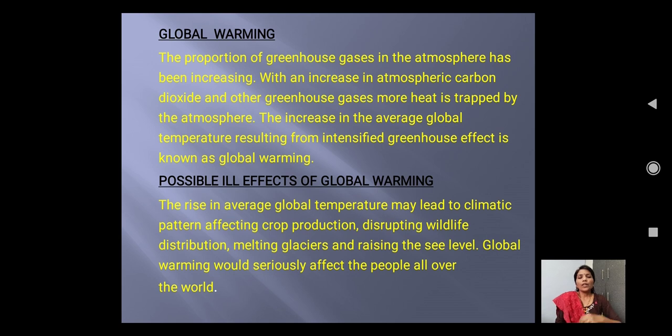The main result of this pollution is global warming. That means the proportion of greenhouse gases in the atmosphere has been increasing, and with the increase in atmospheric carbon dioxide and other gases, heat is trapped by the atmosphere and the average global temperature increases, resulting in the intensified greenhouse effect, which we call global warming. The rise in average global temperature may lead to climatic pattern changes affecting crop production, disturbing wildlife distribution, melting glaciers, and rising sea levels, and so it finally seriously affects people all over the world.